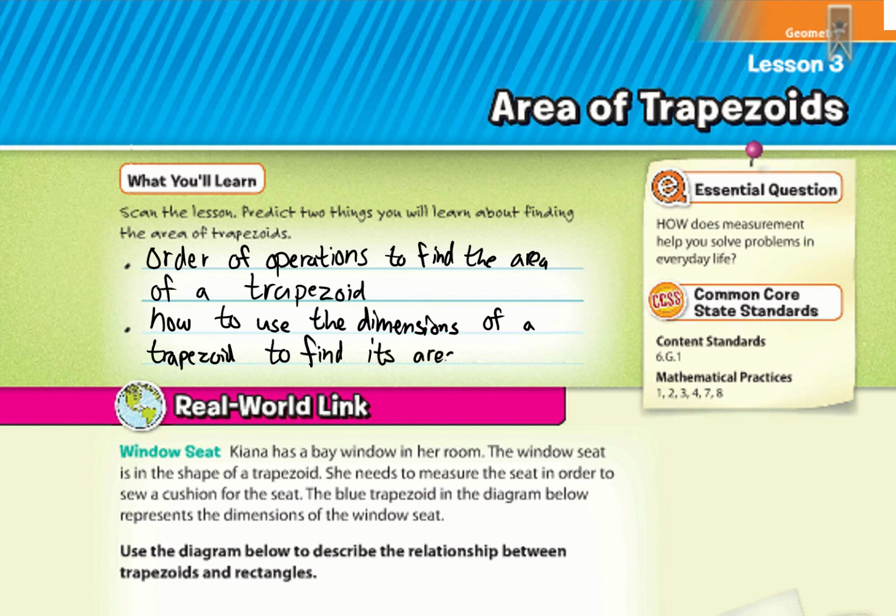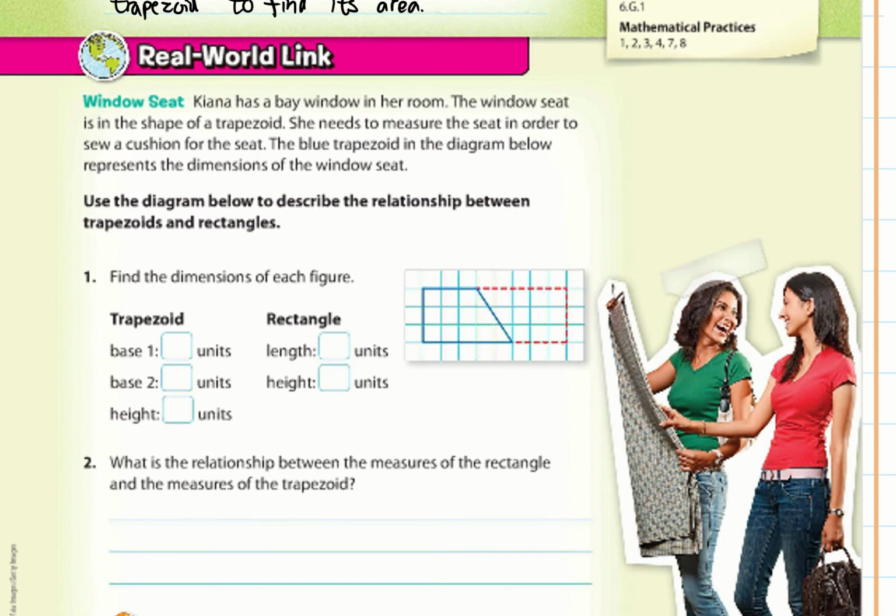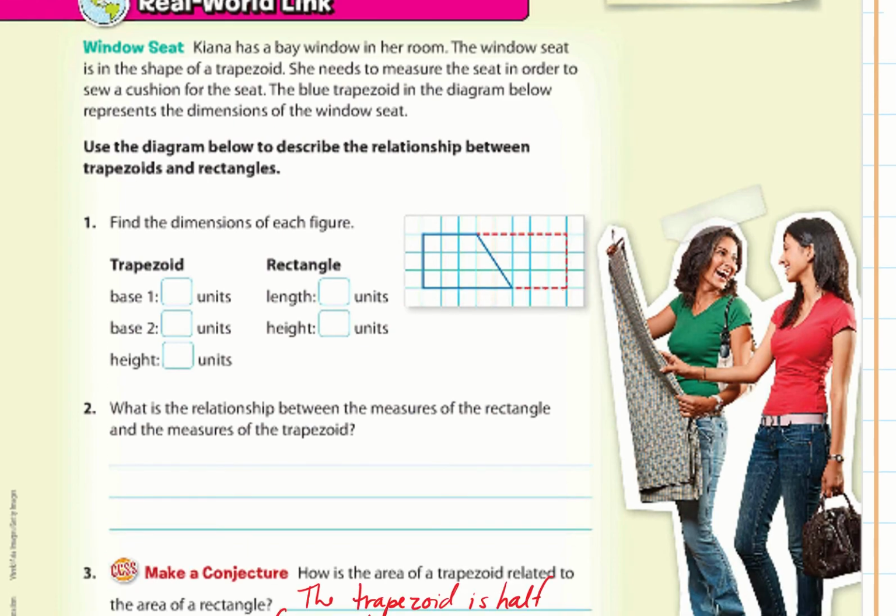Alright, we're going to move on to the real world link. This is window seat. Kiana has a bay window in her room. The window seat is in the shape of a trapezoid. She needs to measure the seat in order to sew a cushion for the seat. The blue trapezoid in the diagram below represents dimensions of the window seat.